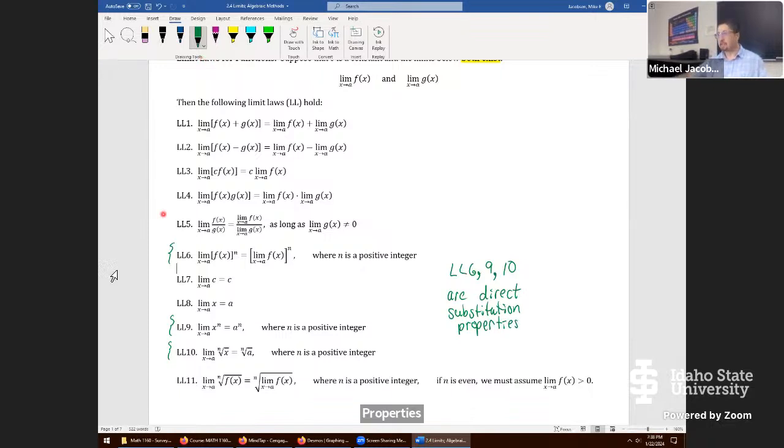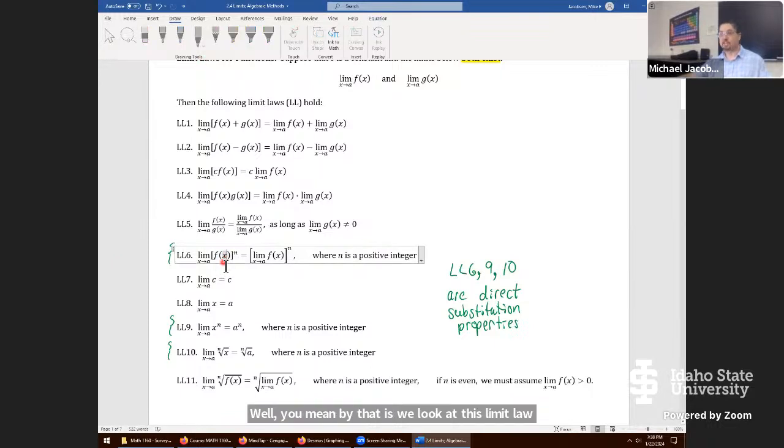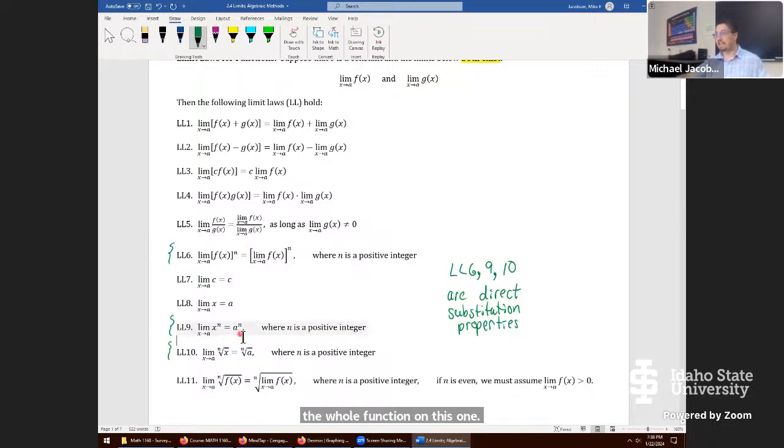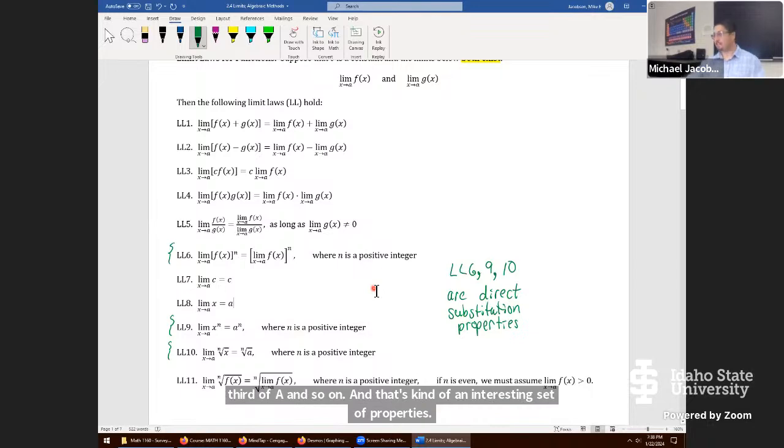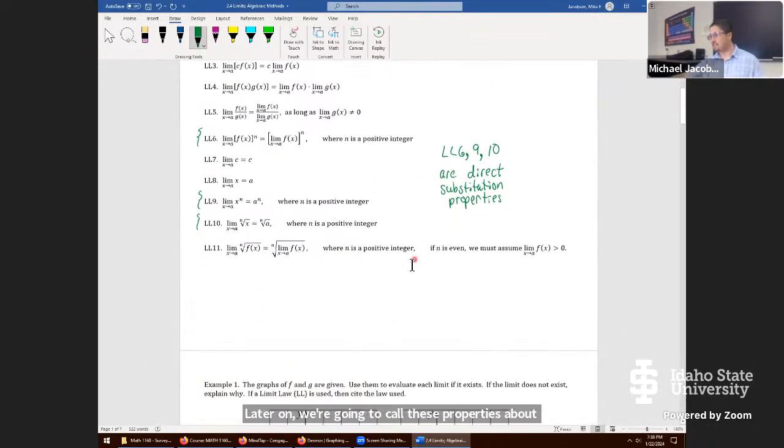What we mean by that is, when we look at this limit law really carefully, all that's essentially happened is where the variable x was, we took where x is heading towards and directly substituted it. We put the limit inside the whole function on this one. And on here, this is where we directly substituted a, right where x was, to get a to the power of n. Likewise, a directly substituted here to get the nth root of a, and so on. And that's kind of an interesting set of properties. Later on, we're going to call these properties about continuity. So there's the limit laws.